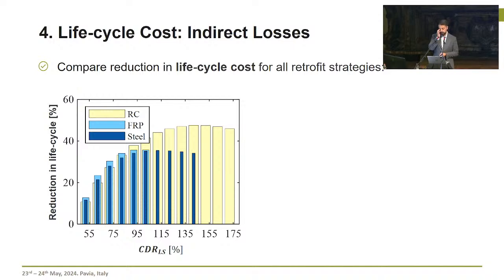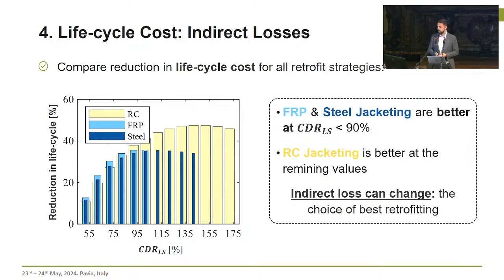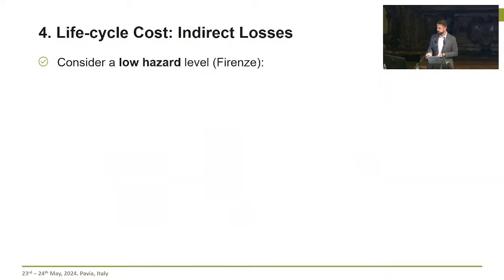But once I look at this figure, which compares the reduction in life cycle cost at different capacity demand ratio levels, it turned out that the FRP and steel jacketing are actually better at capacity demand ratios less than 90%. And RC jacketing is better at the remaining levels. This means that indirect losses can actually change my mind about the choice of the best retrofitting strategy.